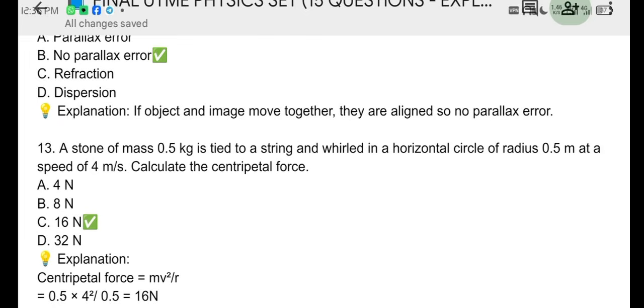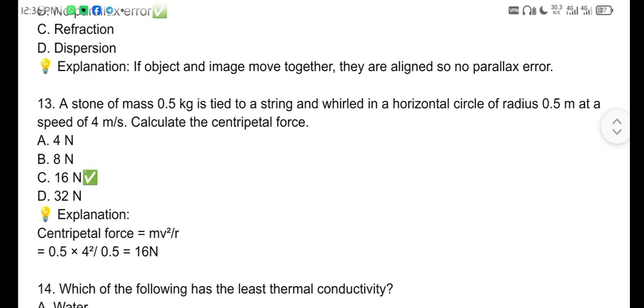So question 13 here says, a stone of mass 0.5 kg is tied to a string and whirled in a horizontal circle of radius 0.5 meter at a speed of 4 meter per second. Calculate the centripetal force. So the formula for calculating centripetal force is mv squared over r. Now our m is the mass, which is 0.5. V is the speed, which is 4. R is our radius, which is also 0.5.